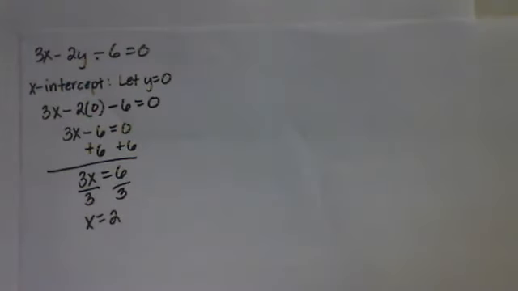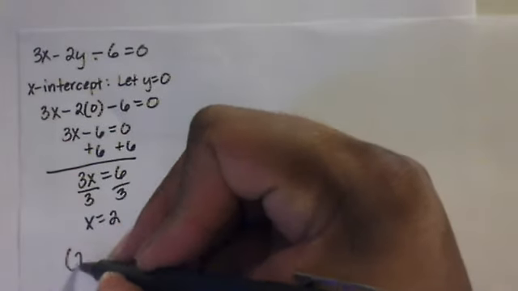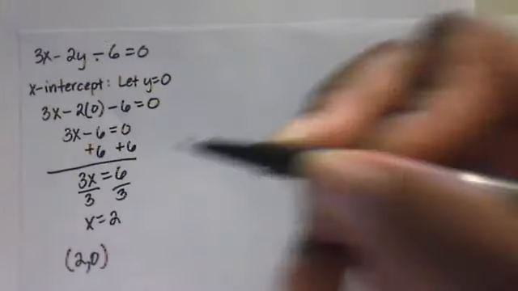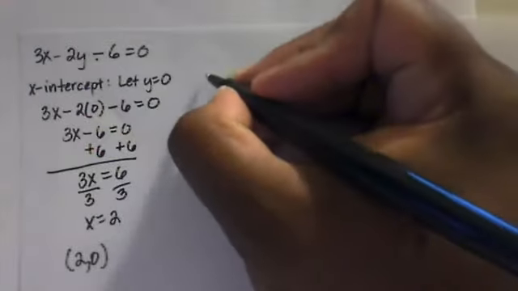x equals 2 represents your x-intercept, because that's going to be the point where the graph is going to be crossing the x-axis at 2. So that ordered pair is actually (2, 0). That's your x-intercept. Now we want to find the y-intercept.